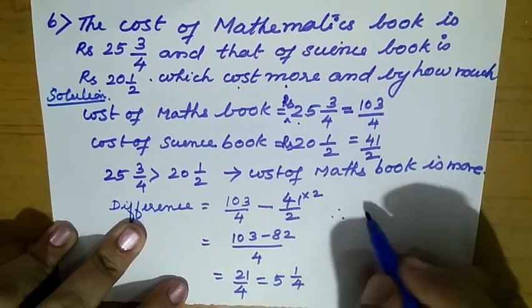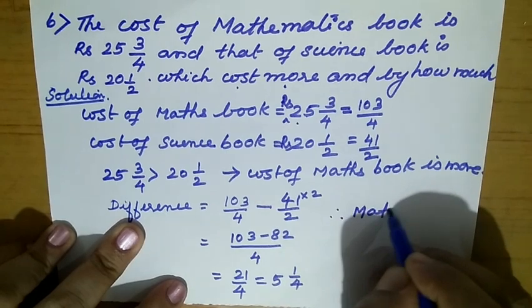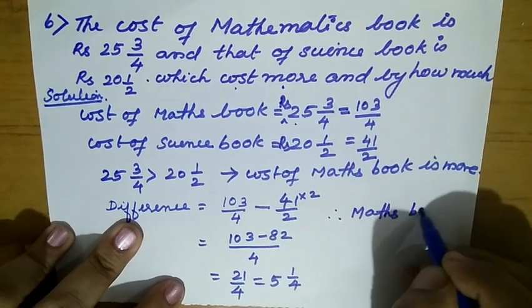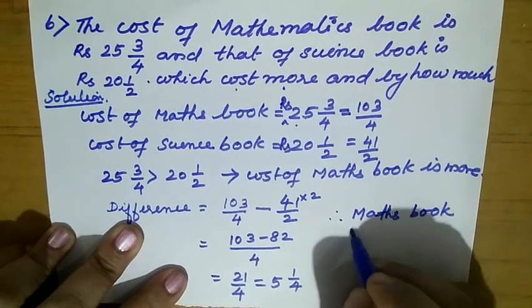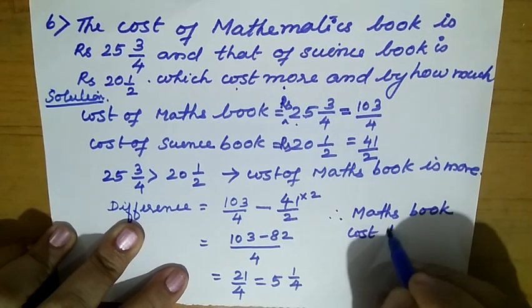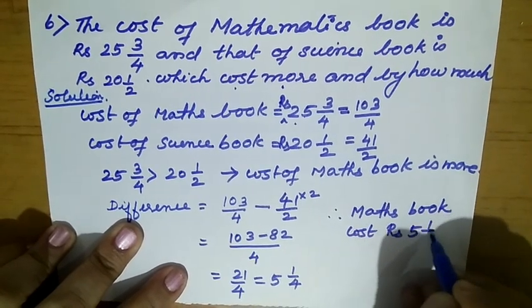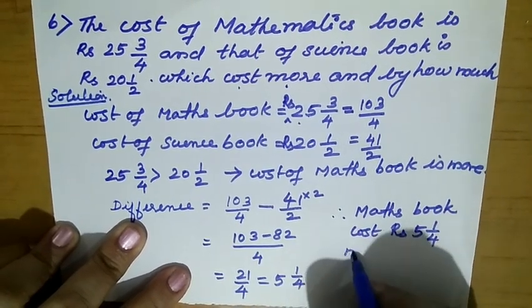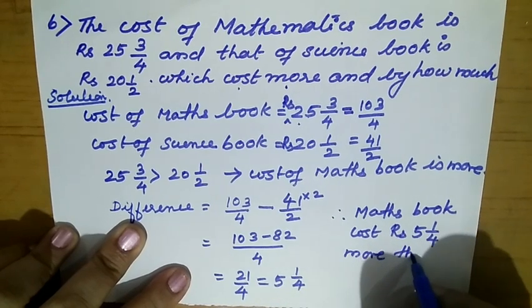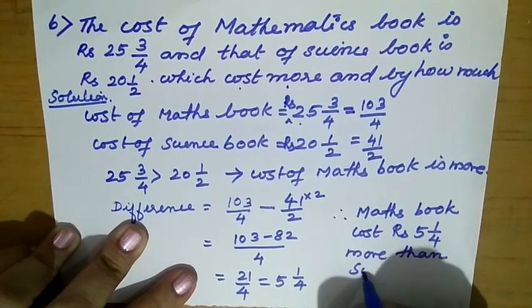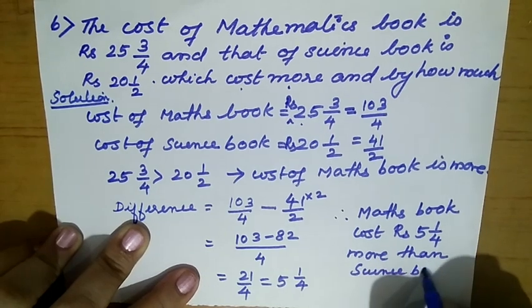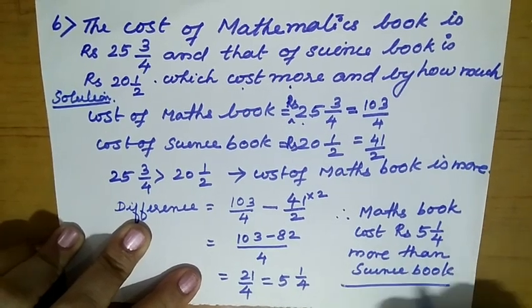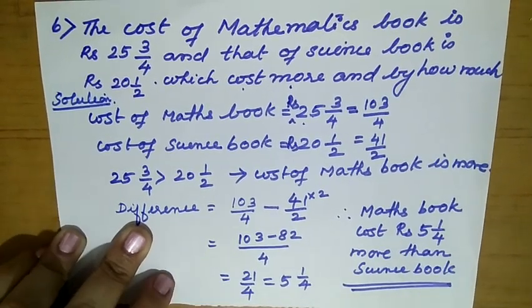So we should write: the maths book costs rupees 5 integer 1 by 4 more than the science book. Since it is a word problem, we should conclude the answer in words.